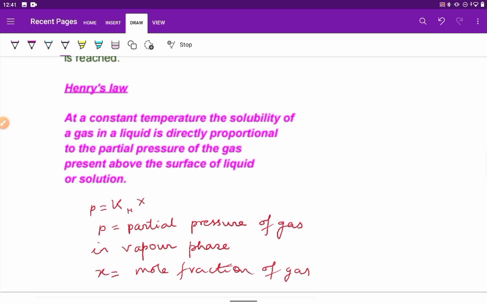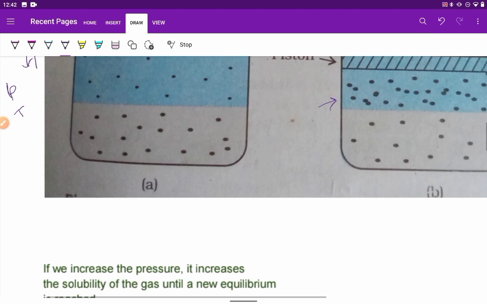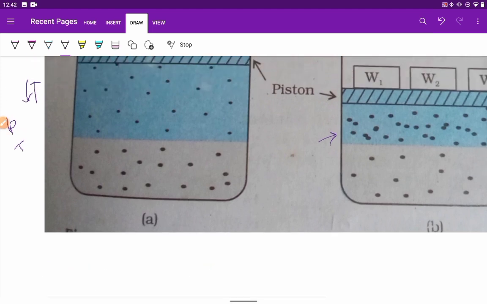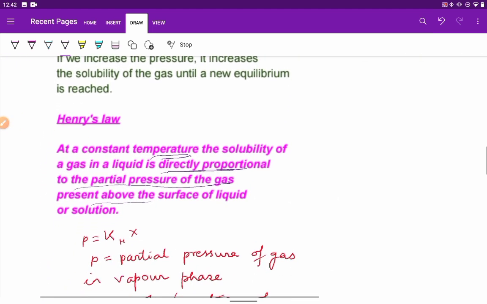Now, based on this, we have a law known as Henry's law. Henry's law states that at a constant temperature, we have to keep the temperature constant, the solubility of a gas in a liquid is directly proportional to the partial pressure of the gas present above the surface of the liquid or solution. Temperature being constant, we have just seen in this diagram that when we increase the pressure, the solubility has increased. The same thing we are stating with the help of a law.